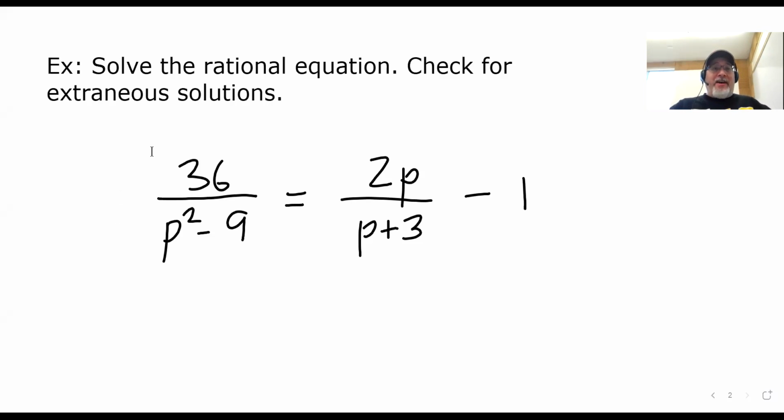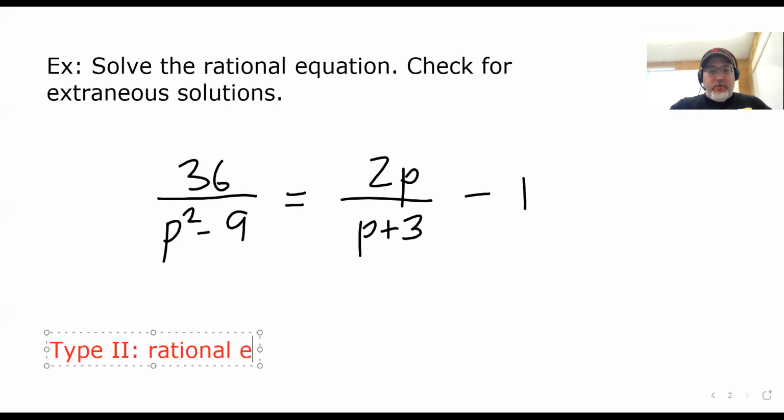But I had defined what a Type 1 equation was as a rational equation whose denominators were monomial, single terms. And similarly, I'm defining a Type 2 equation. Let me get this the way I want it formatted, red and a little bit larger font size. Type 2 is a rational equation. I need to learn to type. Let's widen this text box.